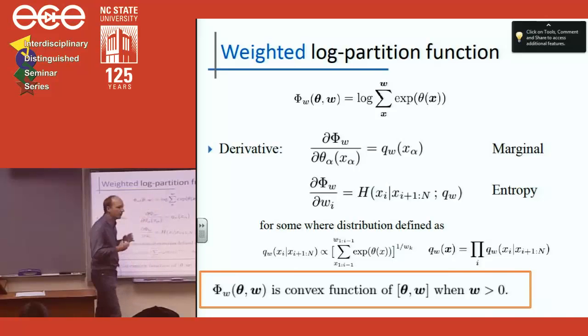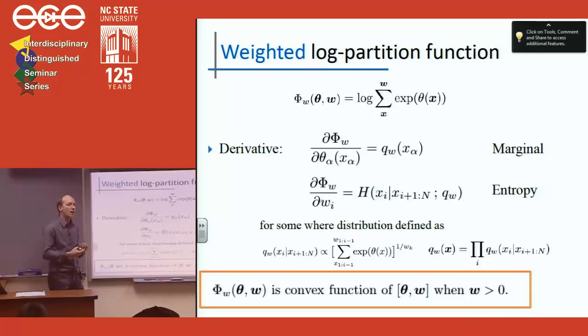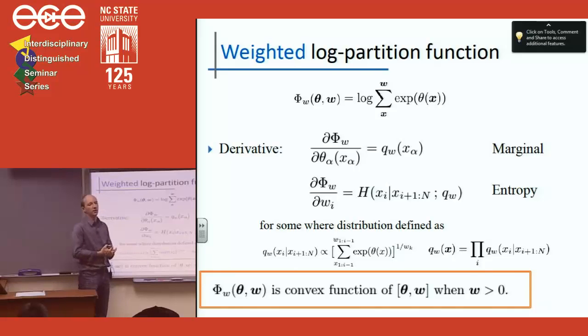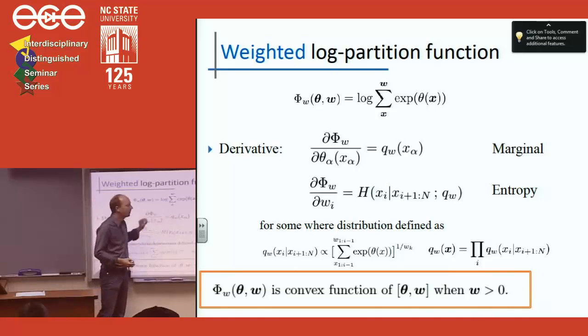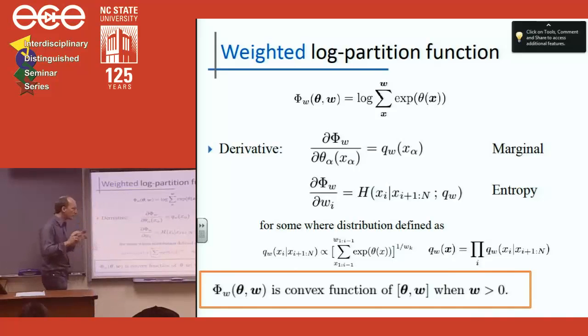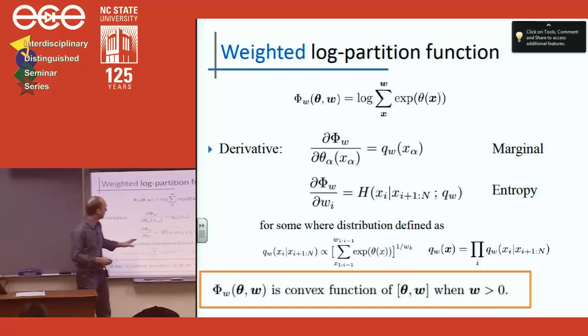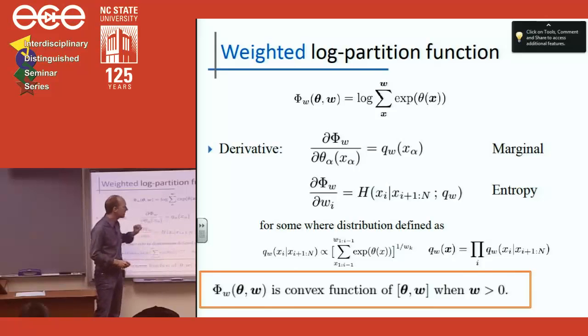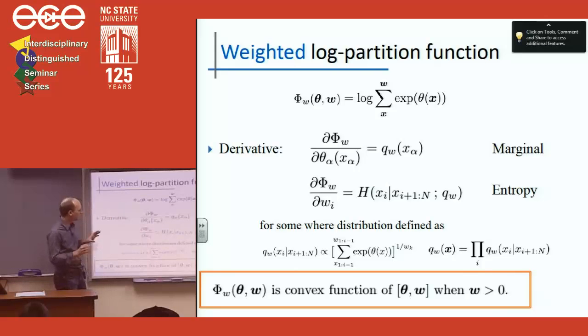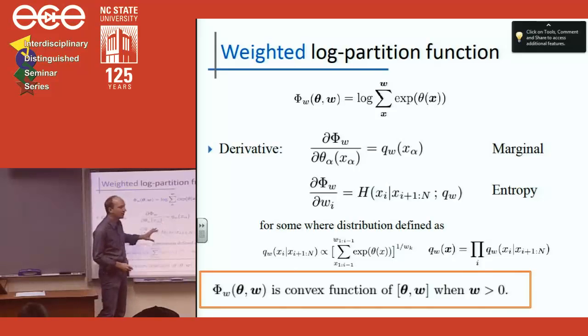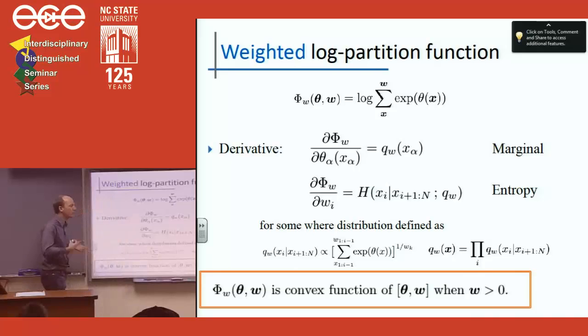This weighted log partition function has a lot of the properties that have been exploited in variational methods about the log partition function. So it's convex. It has nice derivatives that correspond to marginal-like things. Its derivative with respect to weights can be shown to be an entropy, a kind of weighted entropy. So you need sort of the correct definitions for these things. But if you have intuition about the log partition function, it all carries over to this weighted form in a nice way.